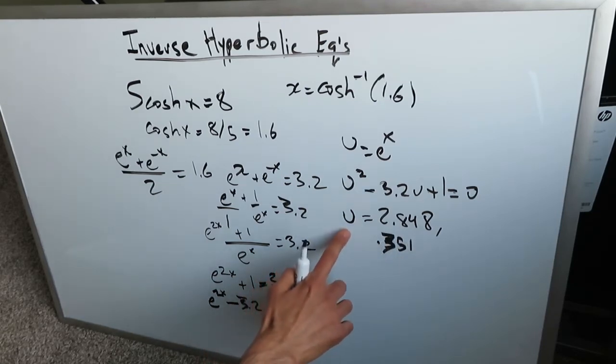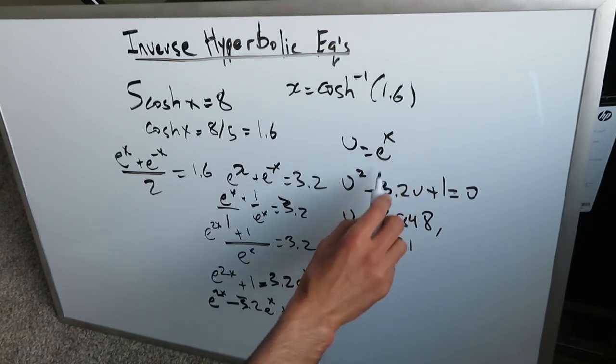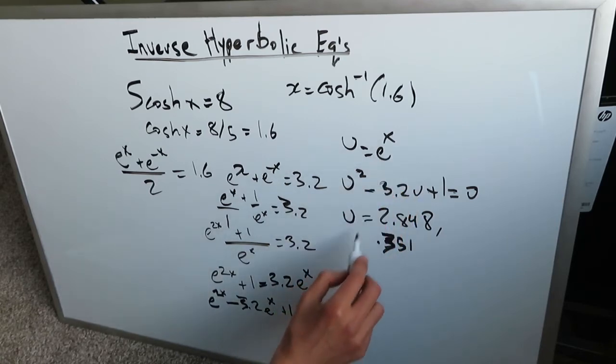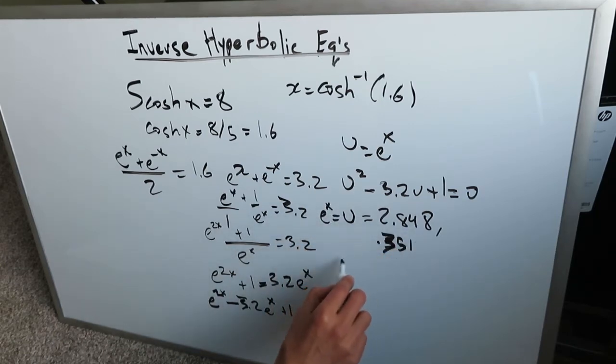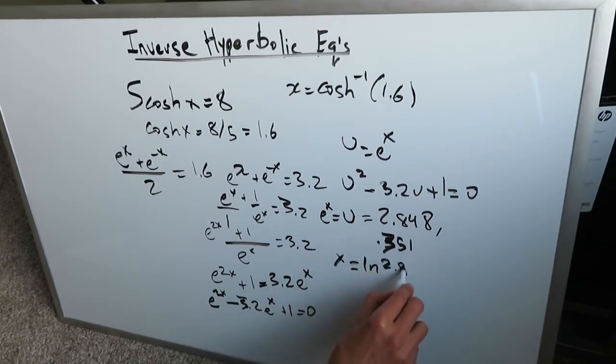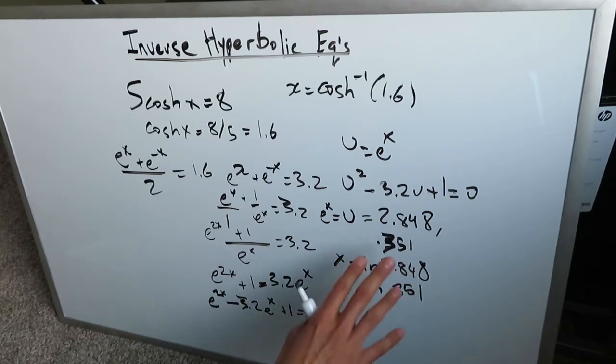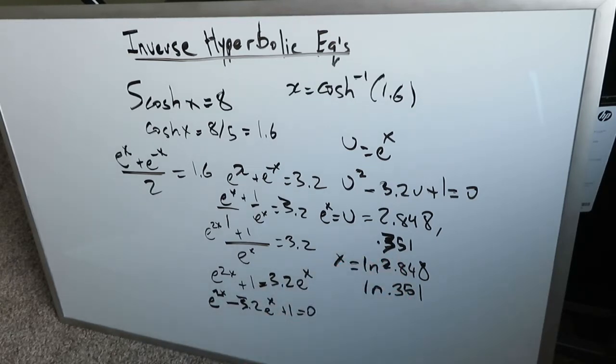But remember, here u is equal to these two values and u is equal to e to the x. So now when you actually solve for e to the x, you can see e to the x is equal to u, which is equal to these two. You've got to natural log these values. x is equal to the natural log of 2.848 and the natural log of 0.351. These questions take a little bit of space, but when you do the actual natural logs over here, you'll end up with two very viable answers.